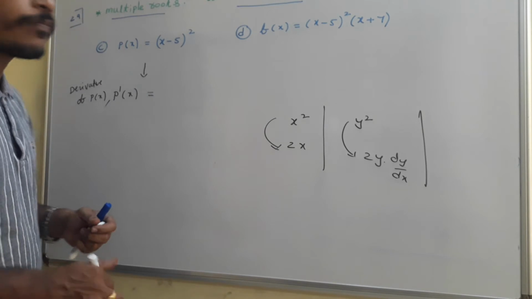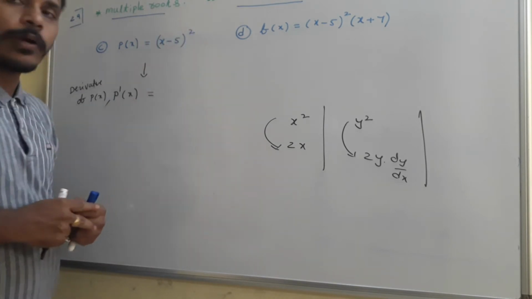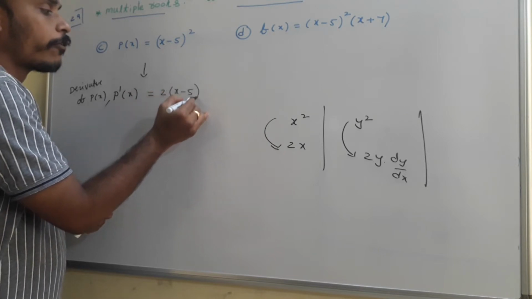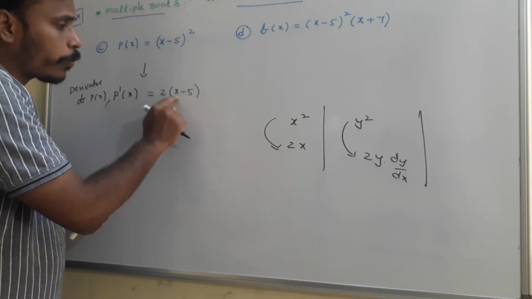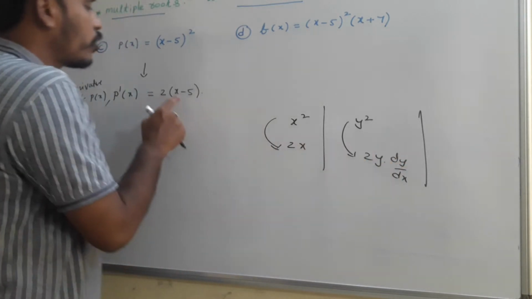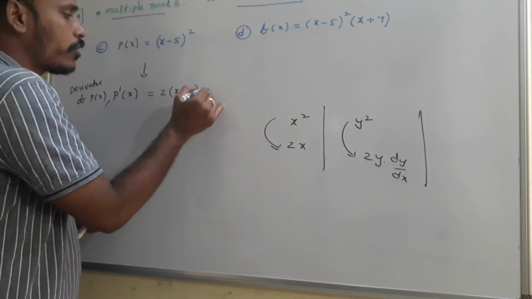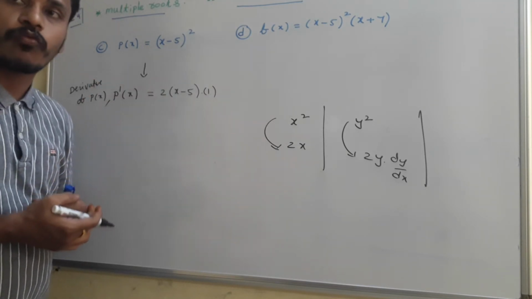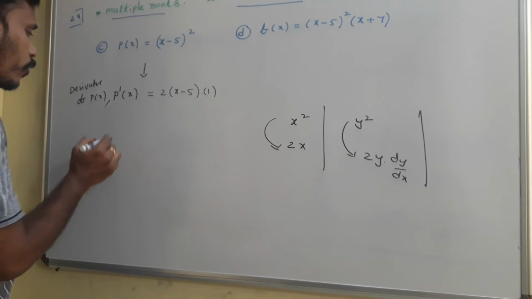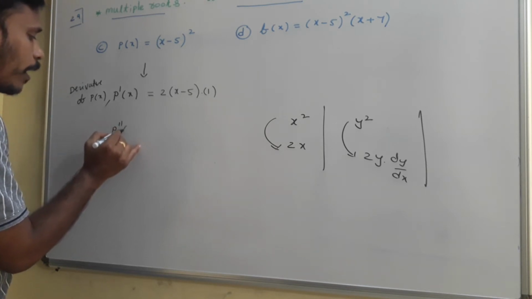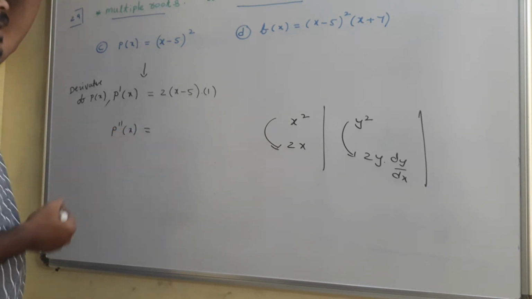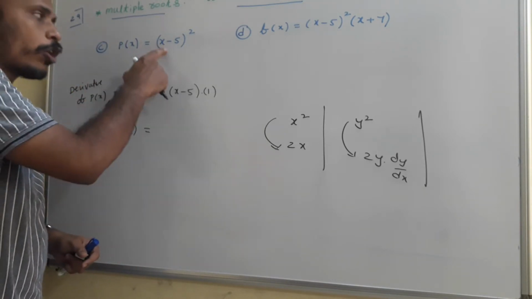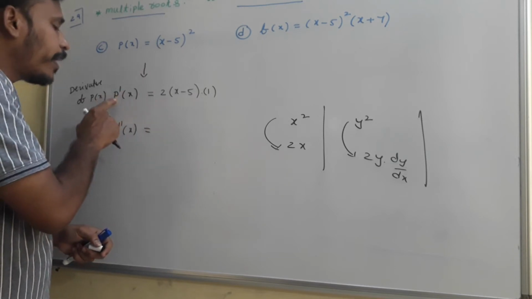With the same logic, here we have x minus 5 whole square. So what is its derivative? 2 times x minus 5 into the derivative of this particular function, just like y, which is 1, and for the constant it is 0, so this is simply 1. So p dash of x is 2 into x minus 5. Right, and if you wish to write its derivative again, p double dash of x is simply the derivative of p dash of x.